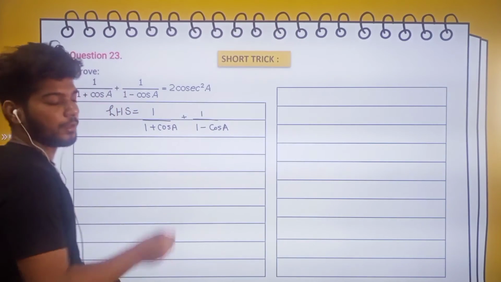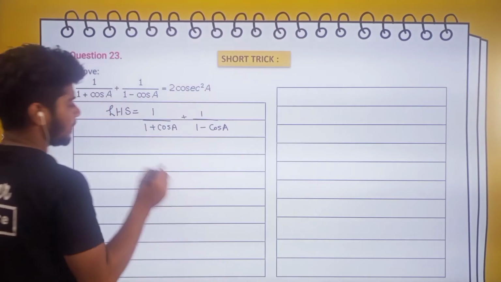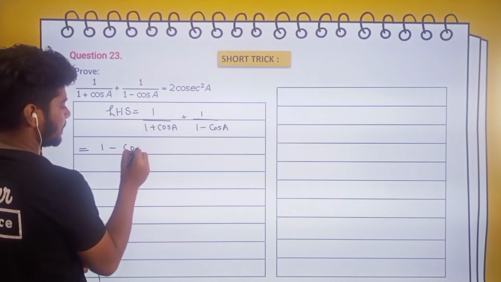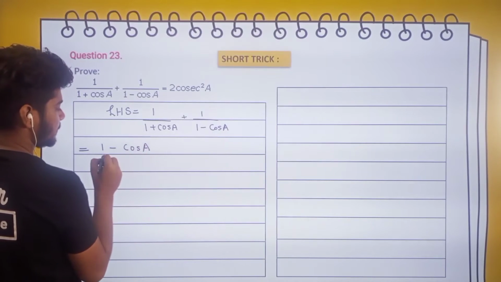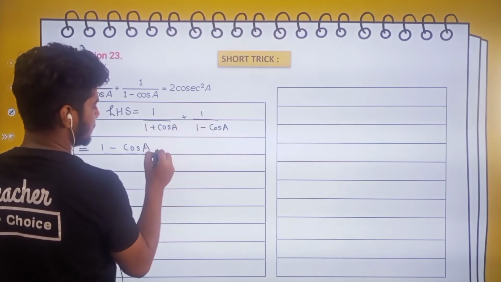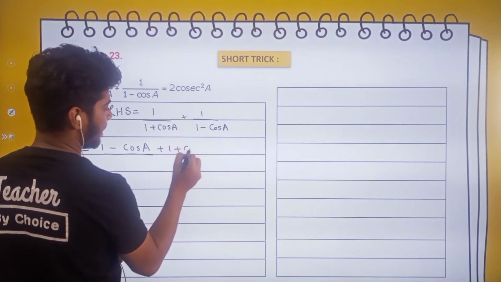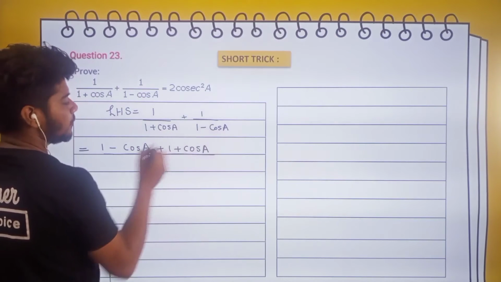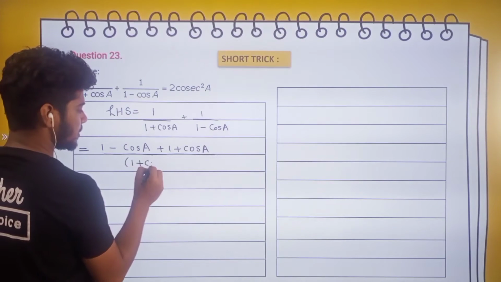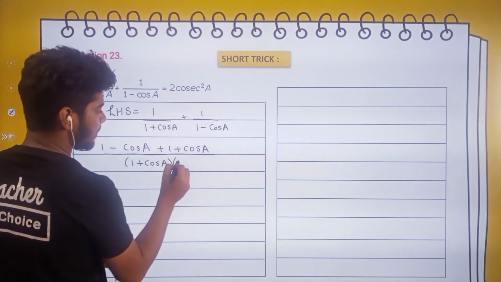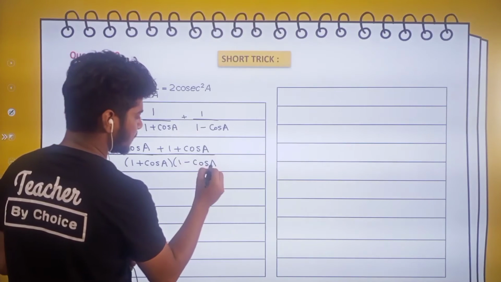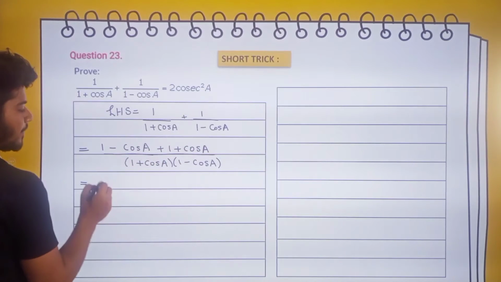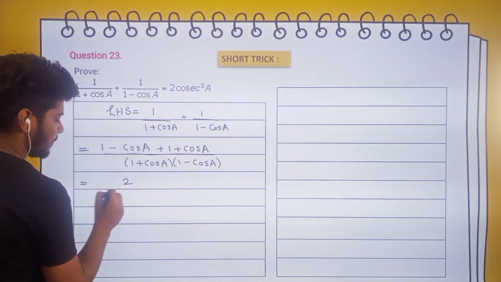Now what will you do? You will simply cross multiply. Cross multiplying them, what will you get? 1 minus cos A plus 1 plus cos A, whole upon 1 plus cos A into 1 minus cos A. Right? So what will you get? 1 plus cos A minus cos A, cos A gone. You are left with 1 plus 1, 2.